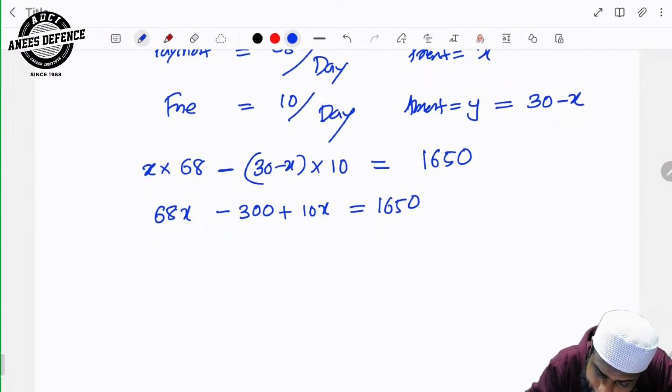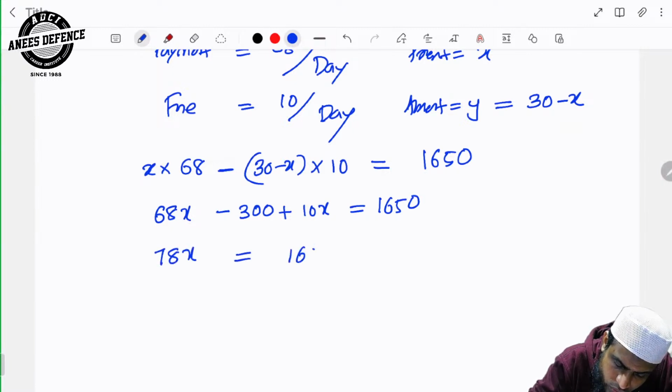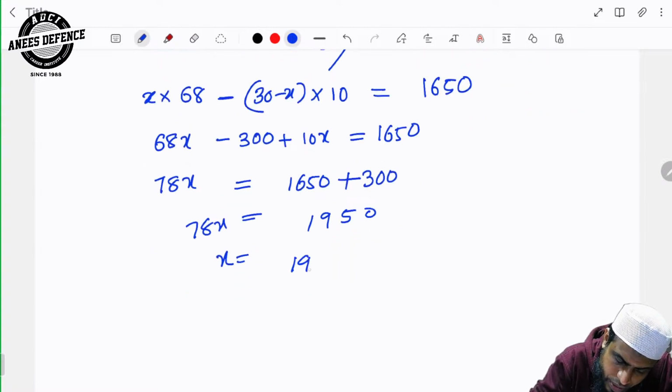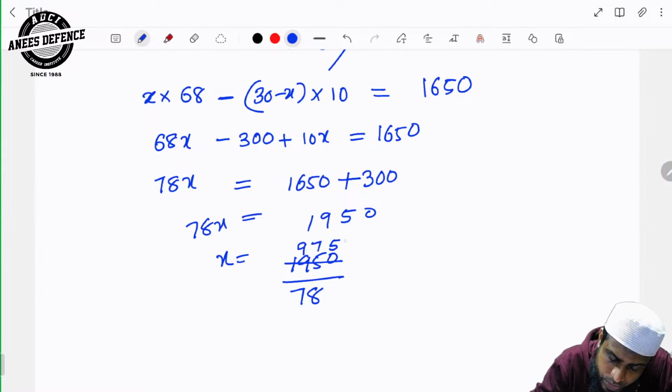68 plus 10, 78x equal to 1650 plus 300, that is 1950. 78x, so x is equal to 1950 divided by 78. 9 into 2, 18. 7 into 2, 14. 5 into 2, 10. 3 into 2, 9. So 975 by 39.